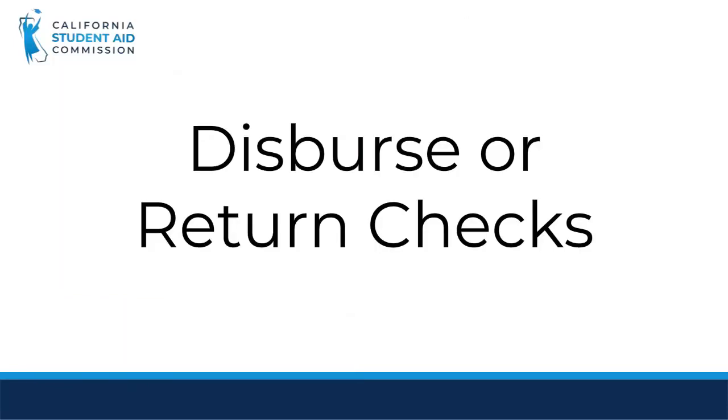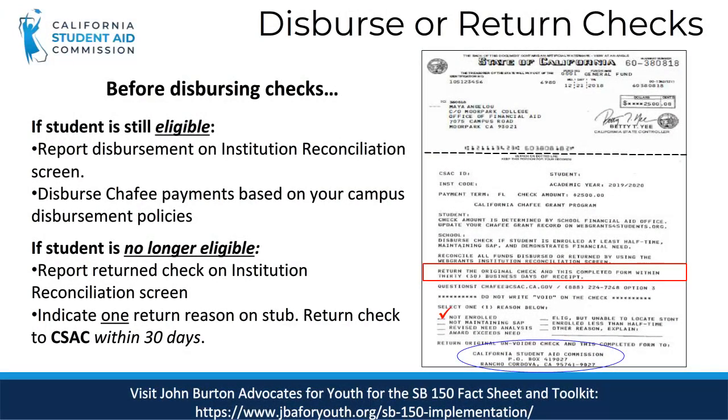The final step in the Chaffee process is to report all Chaffee checks that your campus receives, whether dispersed to the student or returned back to the Commission. Checks that are requested for Chaffee awardees arrive on campus with this stub attached. Checks that are being returned for students who lost their eligibility will be returned to the Commission along with the stub that indicates the reason for the return. Both dispersed and returned checks are reported on the institution reconciliation screen.